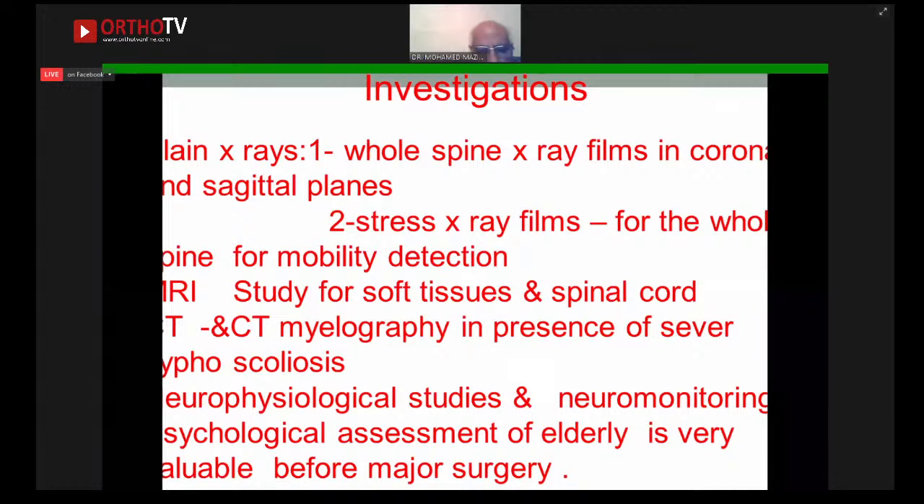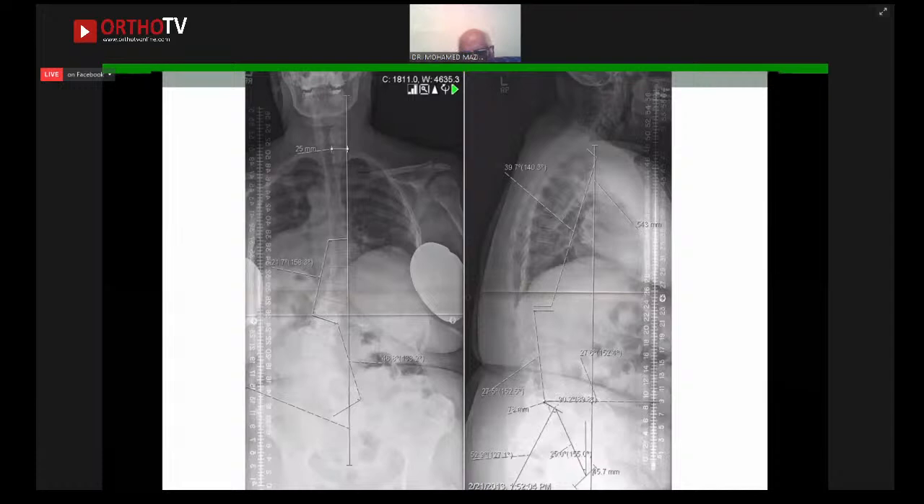We also do a neurophysiological study and neuromonitoring, and psychological assessment of the patient at this age is very important. The association of the deformity and the neurological deficit in this fragile patient with osteoporosis needs also to assist him psychologically. And the standing x-ray films have to be done from the skull down to the hips. And you calculate what is the deformity, kyphosis, how many degrees, lordosis, remaining lordosis, or scoliosis, have to be measured exactly and do the calculation of the spine problem.